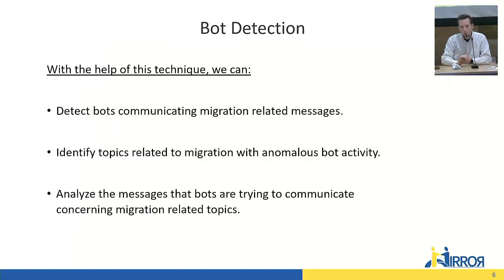How can we use this in Mirror? Well, now we can detect bots communicating migration-related messages, and of course we can distinguish which kind of bots. With this, we can also identify topics related to migration that have anomalous bot activity, and those might be of particular interest. But also, at a more aggregated level, we can analyze certain narratives that might be emphasized or pushed by certain groups with the use of bots in the context of migration.